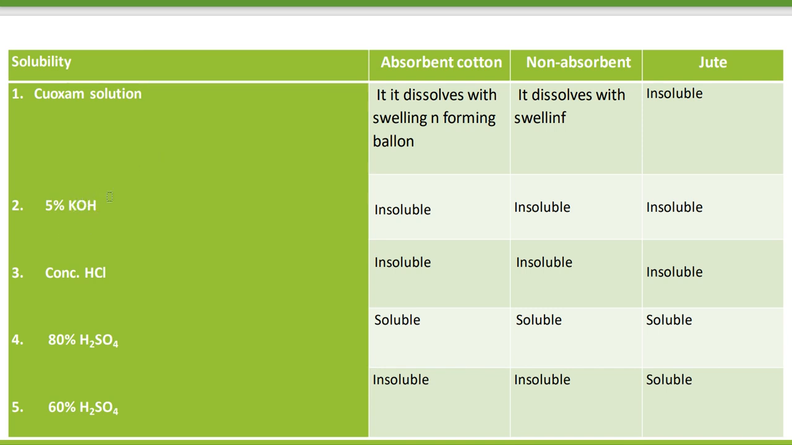देन 5% पोटेशियम हाइड्रोक्साइड में तीनों भी इनसॉल्यूबल होते हैं. सिमिलरली इन कॉन्सेंट्रेटेड HCl में तीनों भी इनसॉल्यूबल होते हैं. बट इन द सल्फ्यूरिक एसिड इफ इट इज 80% कॉन्सेंट्रेटेड सल्फ्यूरिक एसिड रहेगा तो तीनों भी सल्यूबल रहेंगे. बट अगर इट इज 60% सल्फ्यूरिक एसिड, यानी थोड़ा डाइल्यूट हो जाएगा, तो दोनों जो कॉटन है वो इनसॉल्यूबल होगा, बट जूट क्या होगा, सोल्यूबल. सो दिस इज आइडेंटिफिकेशन टेस्ट कि अगर कोएक्सिम सोल्यूशन लेंगे तो जूट इनसॉल्यूबल रहेगा, कॉटन के फाइबर्स इजीली आइडेंटिफाई होंगे, बट KOH से कॉन्सेंट्रेटेड HCl से नहीं होंगे बिकॉज तीनों ही इनसॉल्यूबल है. ओके, और H2SO4 अगर 80% ले रहे हैं तो तीनों सॉल्यूबल है, 60% लेके हम लोग जूट को इजीली आइडेंटिफाई कर सकते हैं.